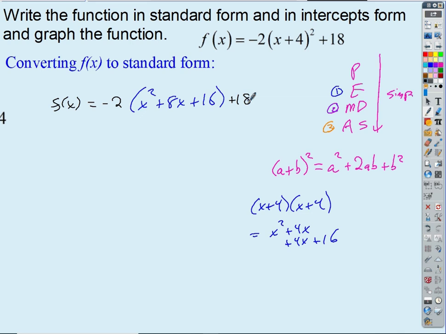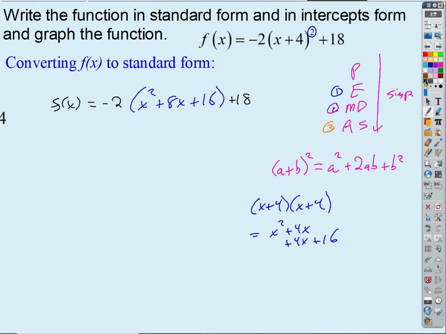And you see how I could have gotten that by using this pattern too, right? A would have been an x and B would have been a 4, right? So we would have gotten x squared plus 2 times x times 4 is 8x plus 4 squared, 16. Okay, so here, I'll even circle this up here. So that's the first step, the blue step, exponents, right? Okay, next step is purple, right?